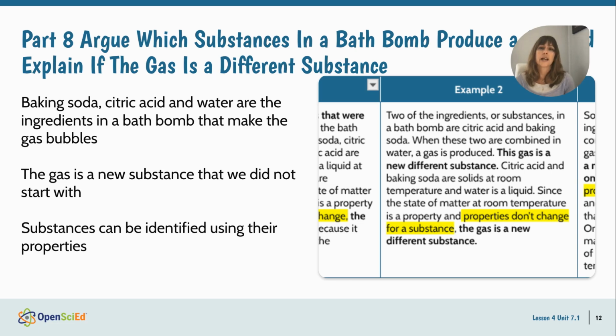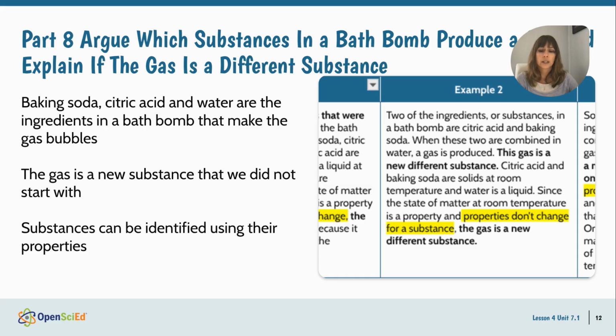The claim should look or sound something like, the gas is a new substance that we did not start with. Sometimes it's helpful to use the words, the gas is a different substance that we did not start with, rather than the word new. Some of the evidence that you want students to point to is the difference between what we started with and what we ended with. That we started with 2 solids, citric acid and baking soda, a liquid, water, and then we end up with a gas, the gas bubbles.